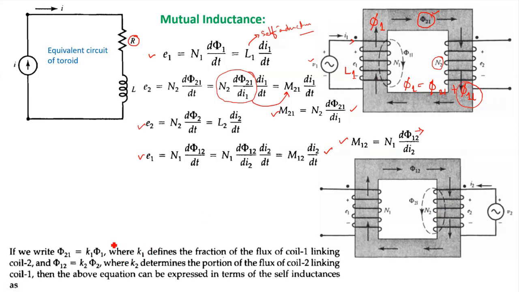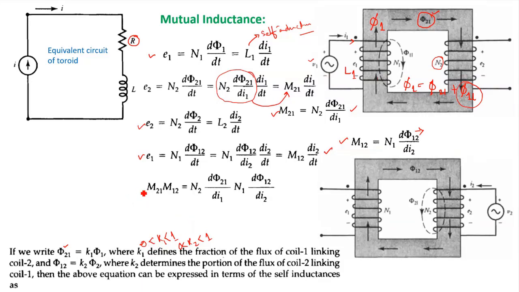Now phi 21 is a fraction of the flux phi 1, so I can write K1 phi 1, where K1 is defined as the fraction of the flux of coil 1 linking coil 2. Obviously K1 will have a magnitude lying between 0 and 1, so 0 less than K1 less than 1. Similarly phi 12 is equal to K2 phi 2, where K2 will also lie from 0 to 1. K2 determines the fraction of the flux of coil 2 linking coil 1.